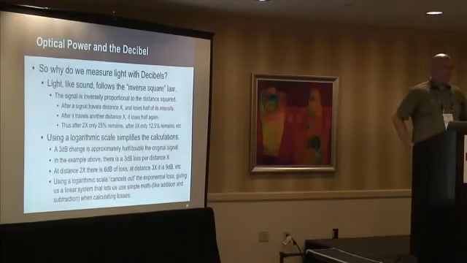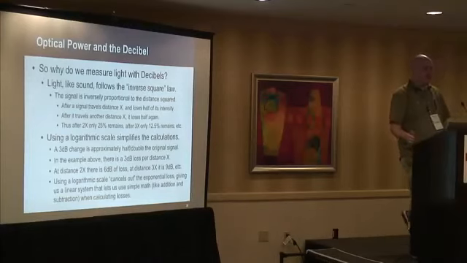So why would we want to measure it in decibels? Because light, just like sound, follows what's called the inverse square law. So that means that over distance, the loss is proportionally squared. So for example, if you travel distance x, you're going to lose half your intensity. You travel distance x again, you're going to lose another half. So at 2x, you're down to 25%. It's a logarithmic scale. At 3x, you're down to 12.5%.